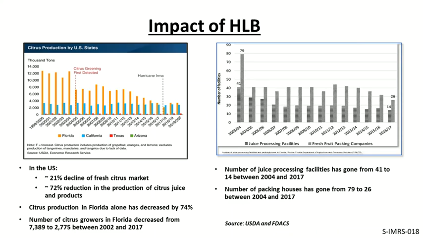The disease makes citrus leaves become yellow and shriveled, and it makes citrus fruits become lopsided and bitter, and therefore inedible. In the U.S., HLB has caused about a 21% decline in the fresh citrus fruit market and about a 72% decline in the production of oranges used for juice and other products. Citrus production in Florida alone has decreased by 74%, and the number of citrus growers in Florida decreased from 7,389 in 2002 to 2,775 in 2017.